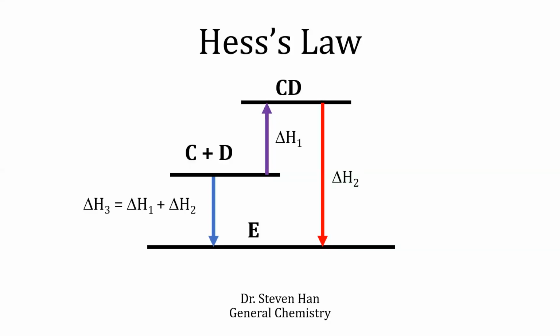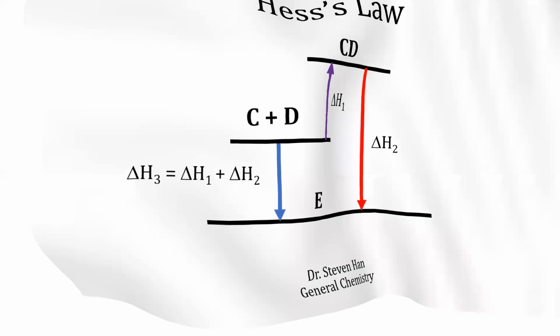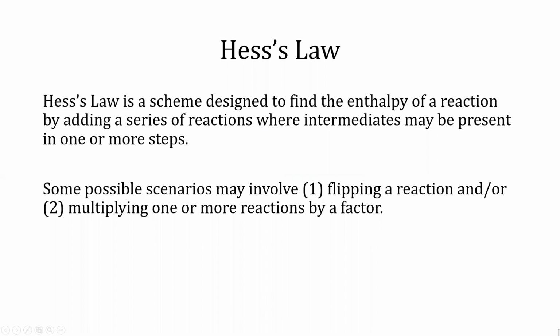This lecture is on Hess's law. Hess's law is a scheme designed to find the enthalpy of a reaction by adding a series of reactions where intermediates may be present in one or more steps. Some possible scenarios may involve 1. Flipping a reaction, and/or 2. Multiplying one or more reactions by a factor.